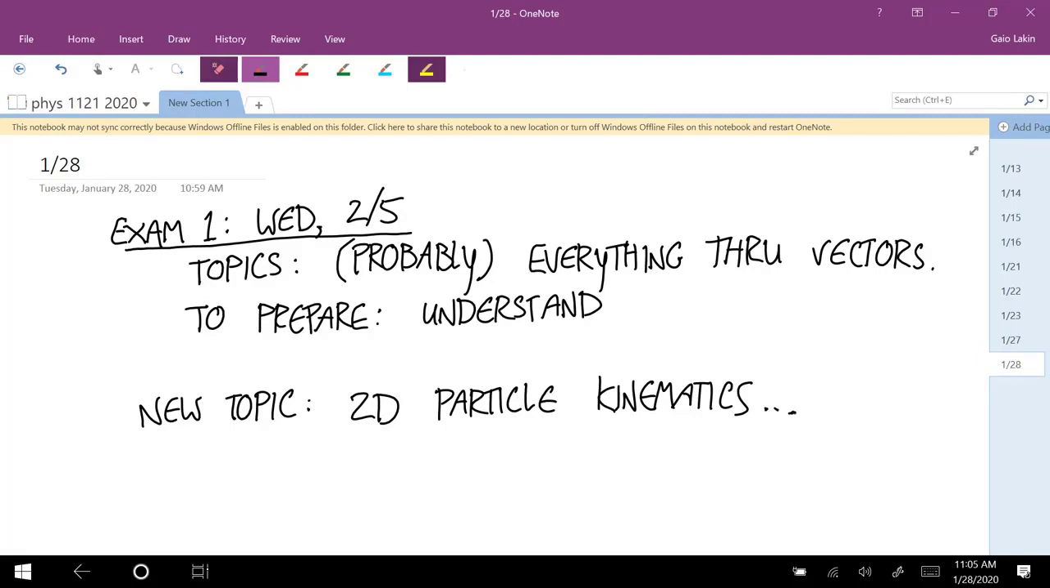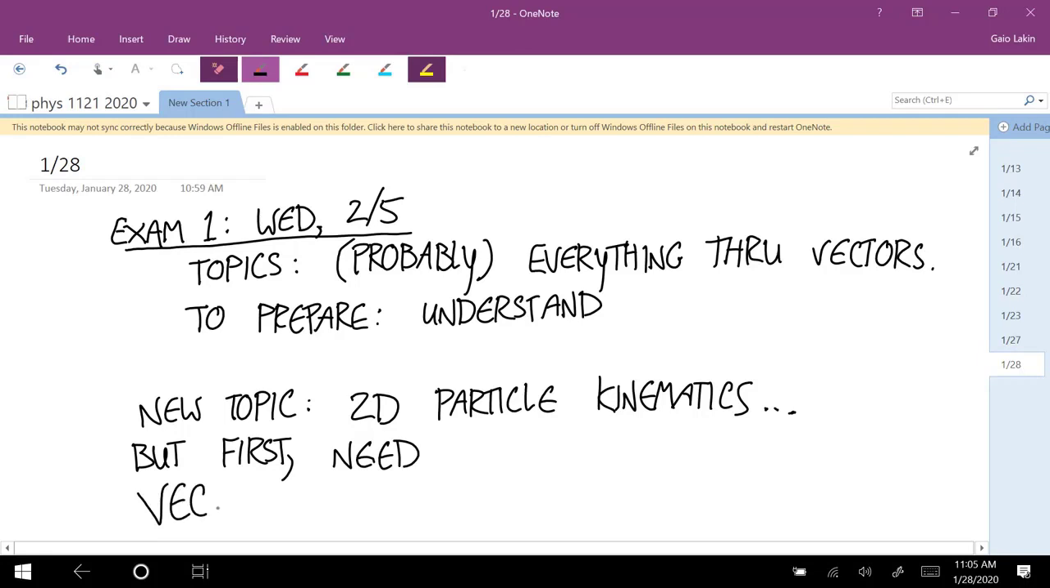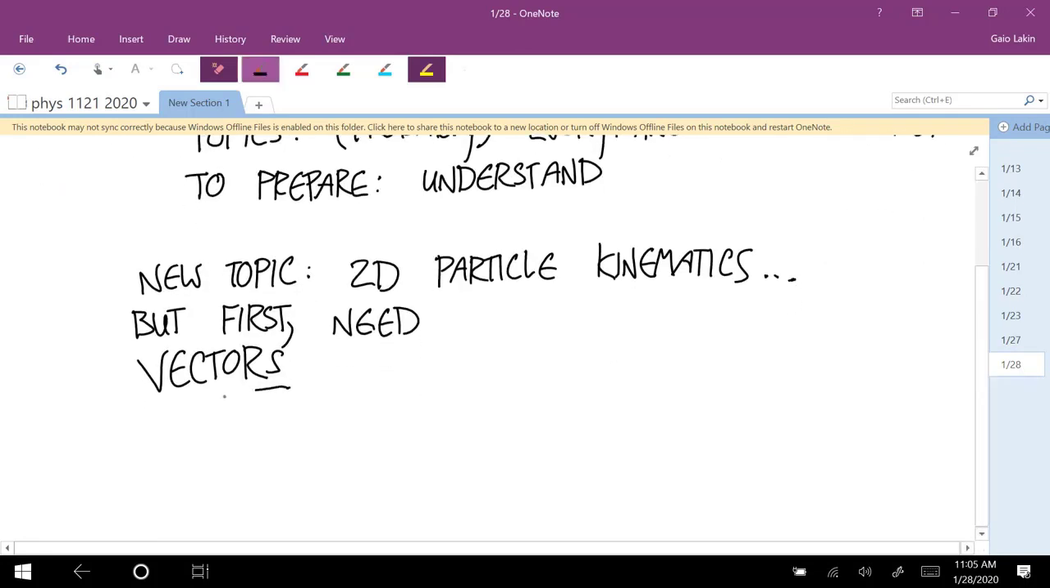But before we can get to this, before we can apply it to actual 2D particle kinematics, we need vectors. And so before I get into actually applying this to kinematics, I have to describe the math of vectors.